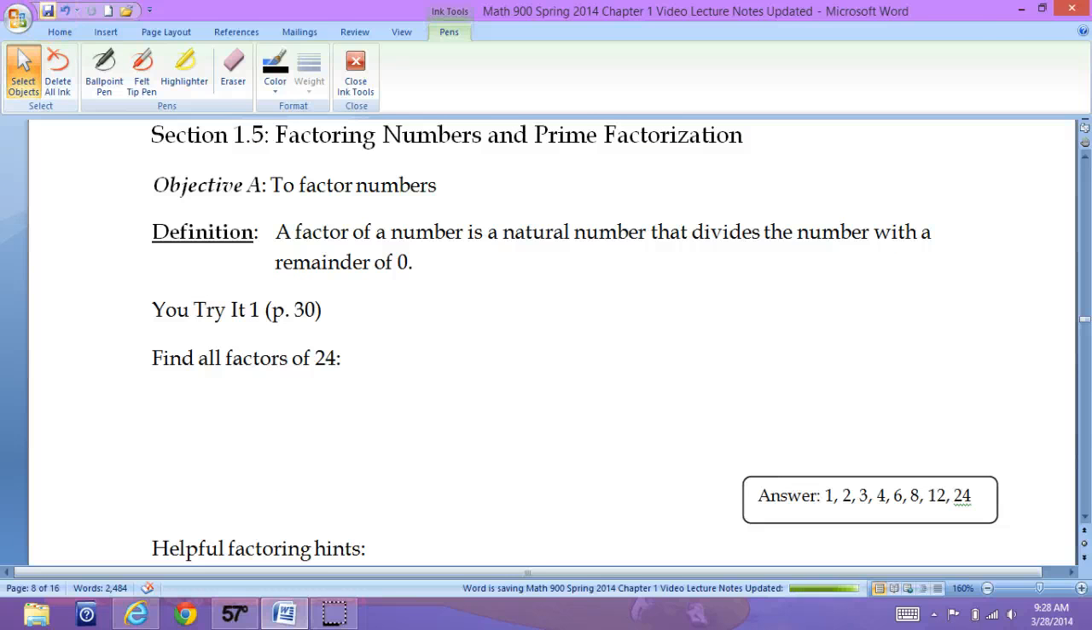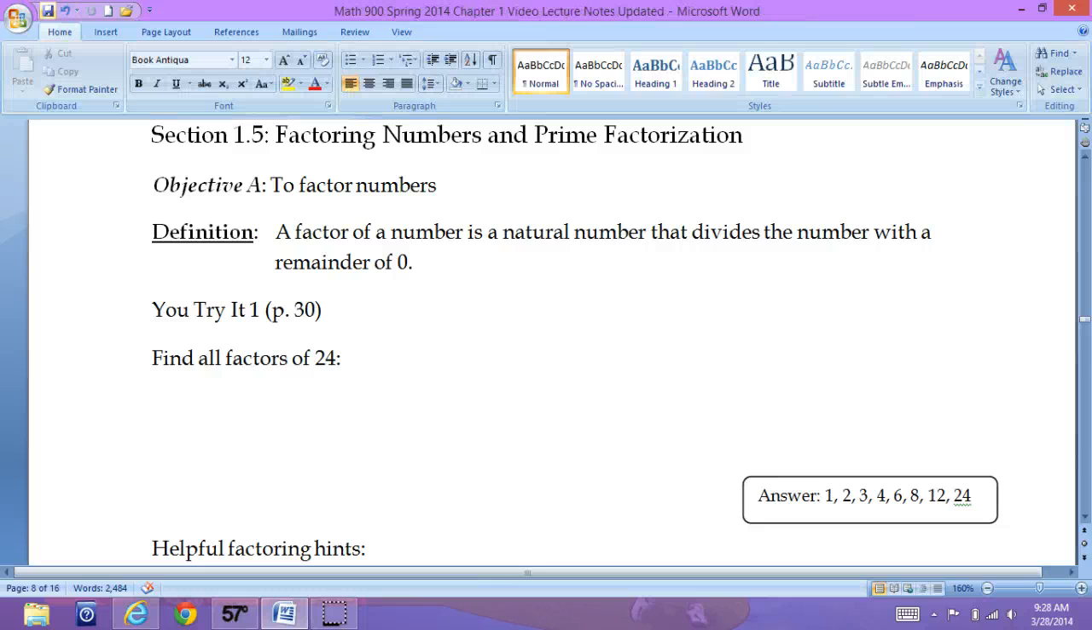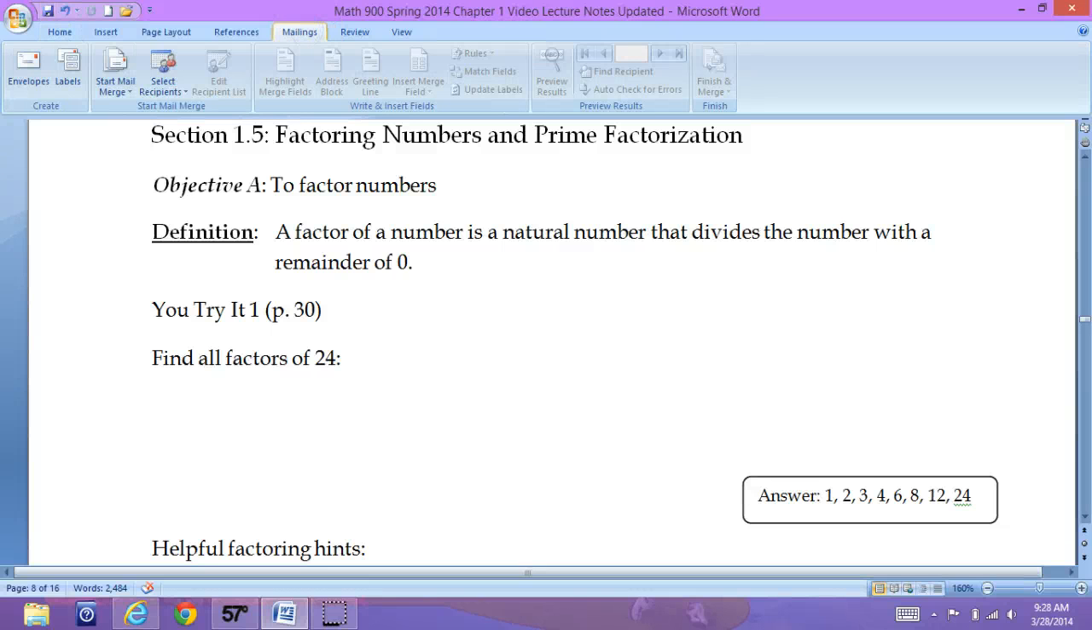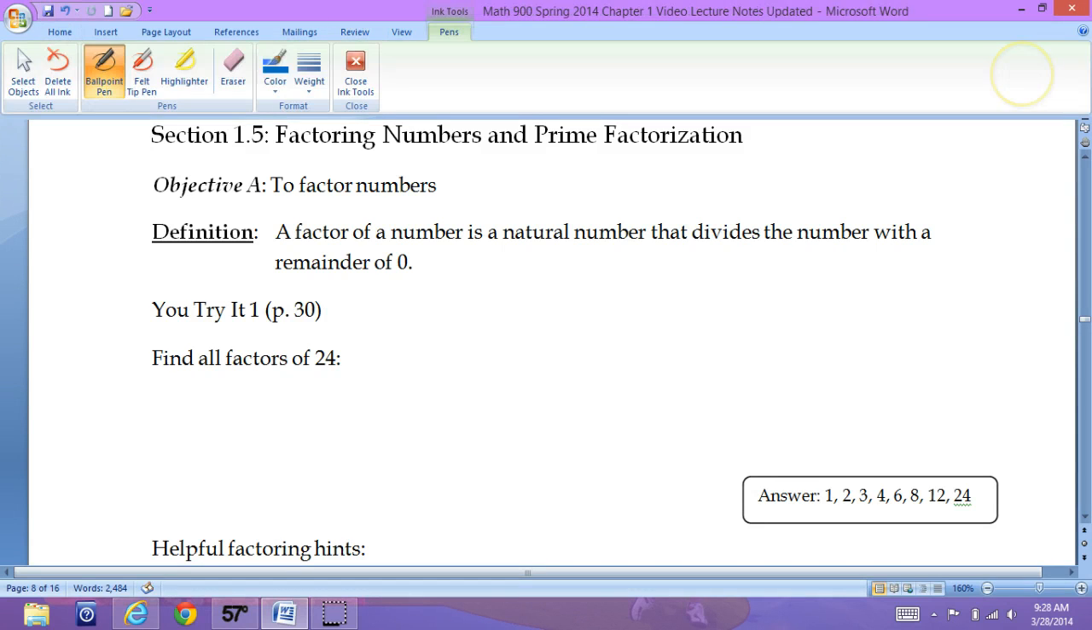Now we're going to take a look at section 1.5, factoring numbers and prime factorization. This section is really important, not just for Math 800 purposes, but for future purposes when we're talking about factoring rational expressions. So it's really important that you not rush through this section, that you really understand what's happening. Objective A is to factor numbers. Definition: a factor of a number is a natural number that divides the number with a remainder of 0.